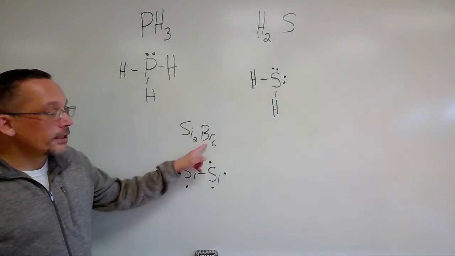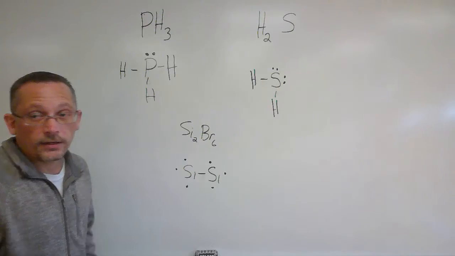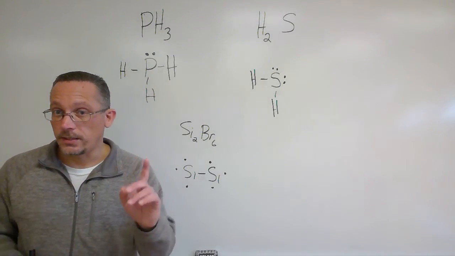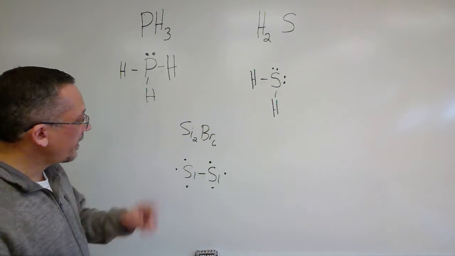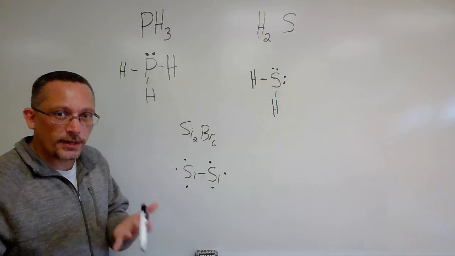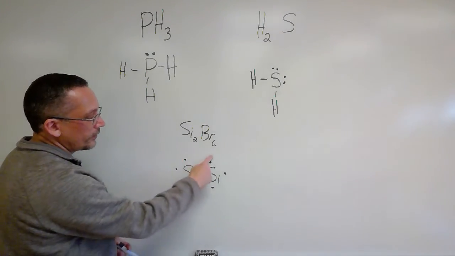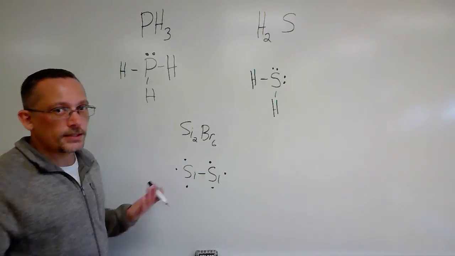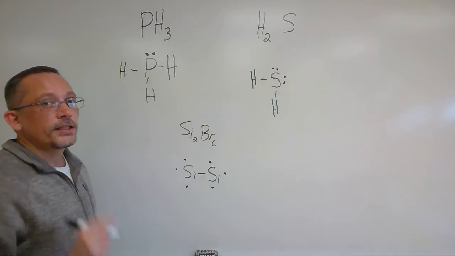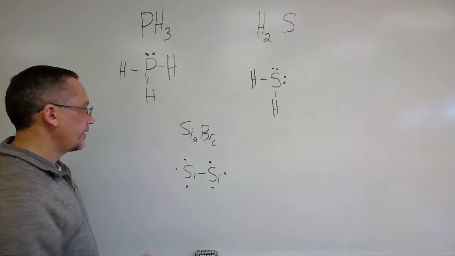Okay. Now I need 6 bromines. And if you look at where bromine is on the periodic table, it comes with 7 dots. It's a halogen. So it's got 7 dots. And if we take a look, we need 6 of them. And how many open spots have I got that I can put them in? I've got 1, 2, 3, 4, 5, 6. Well, doesn't that work out nicely? So I'm going to put 6 bromines. Each one's got 7 dots around it.